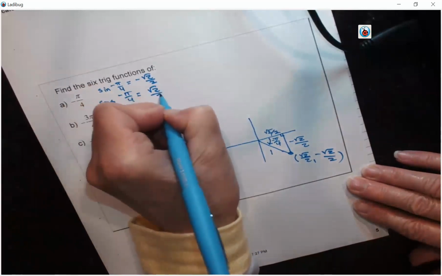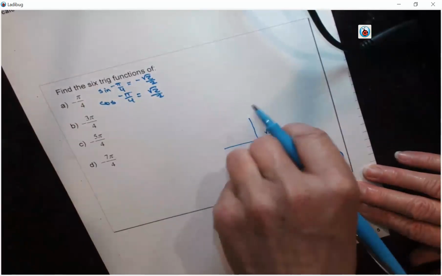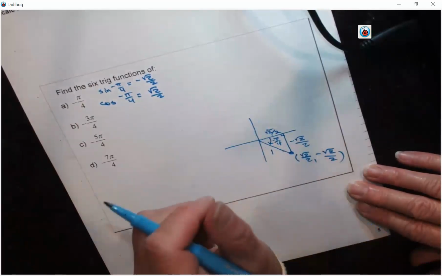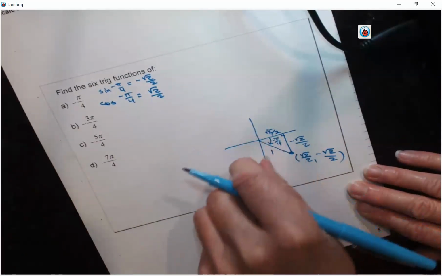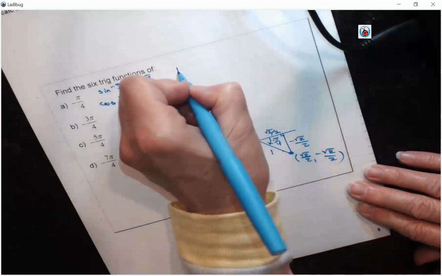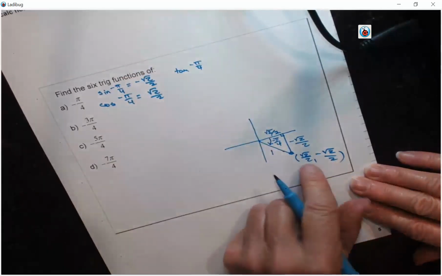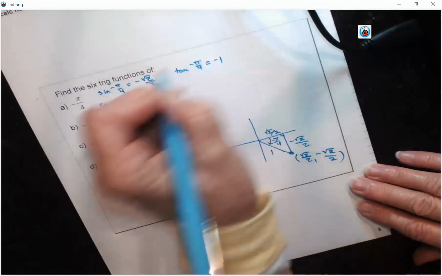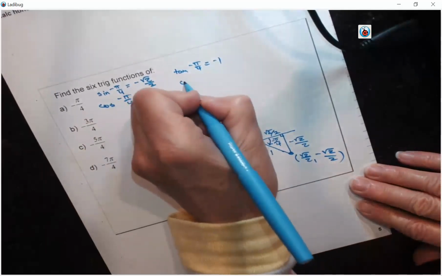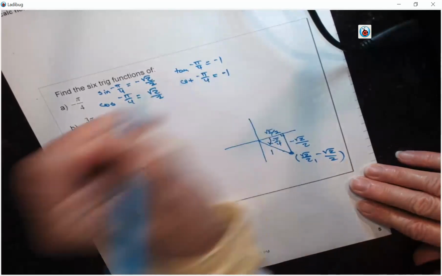That's the x-coordinate. Or if you like, think of sine as the opposite over the hypotenuse. The cosine value there would be the adjacent over the hypotenuse. The tangent of -π/4, y over x, they're opposites of each other, so it's -1. The cotangent of -π/4 is also equal to -1.